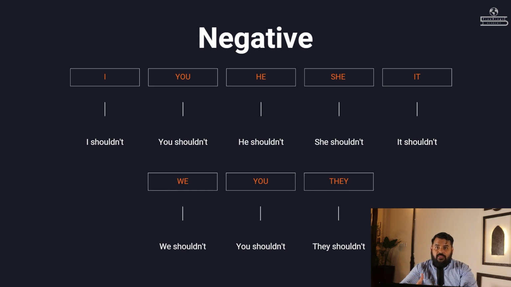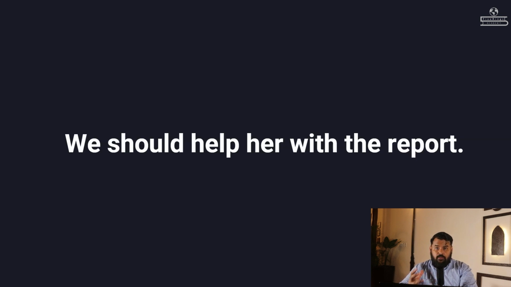We can make a negative contraction and say, I shouldn't, you shouldn't, he shouldn't, she shouldn't, it shouldn't, we shouldn't, you shouldn't, they shouldn't. Veamos cómo se usa, cómo es su estructura gramatical para que entendamos un poco más cómo formular las oraciones con should. We should help her with the report.